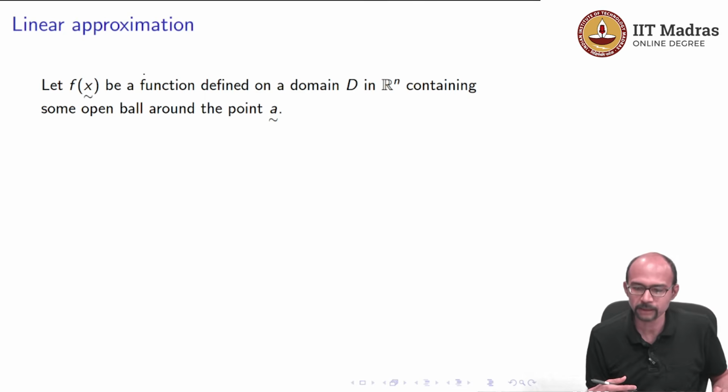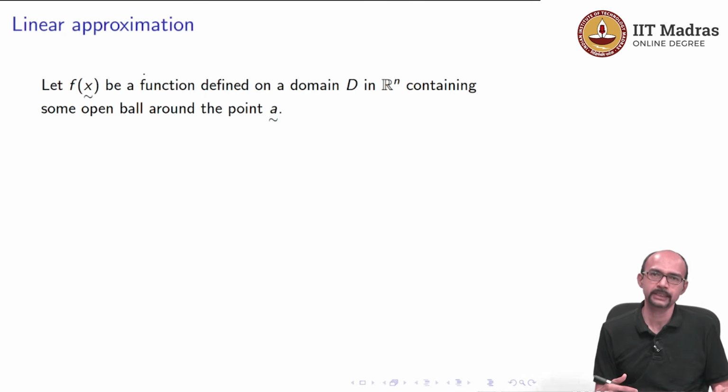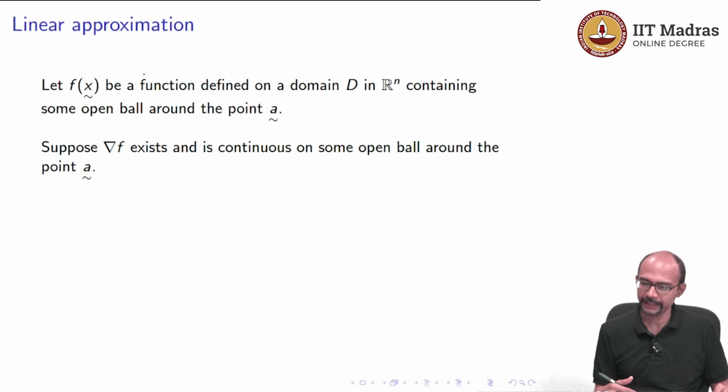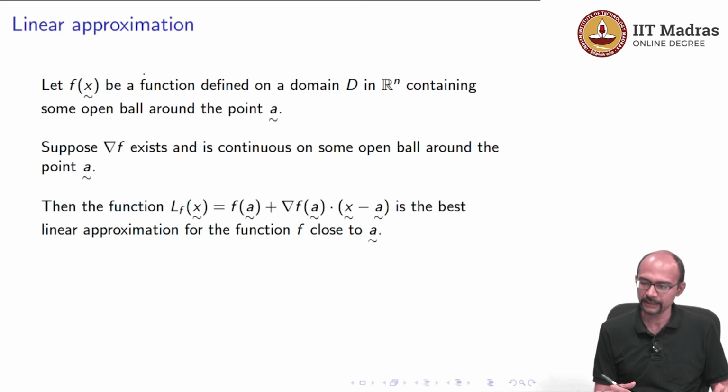Fine. Let me end with this idea of linear approximation. This is an idea that we have done in one variable calculus. So, if f of x tilde is a function defined in the domain D in Rn containing some open ball around the point A tilde, suppose gradient of f exists and is continuous on some open ball around the point A tilde, then we can take that expression and create a function out of that. That is a linear function. This is a function Lf of x tilde is f of A tilde plus gradient of A tilde dot with x tilde minus A tilde.